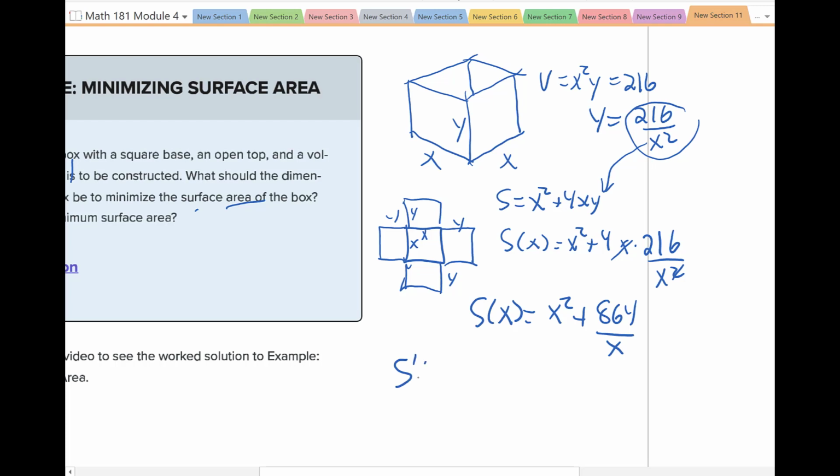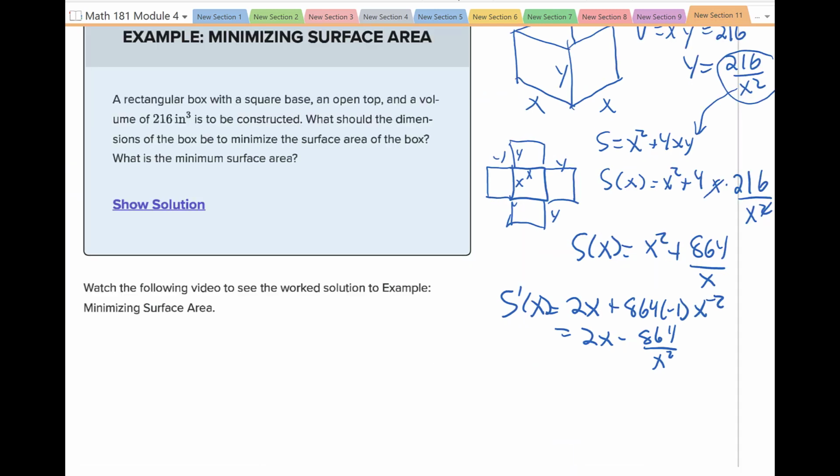So our derivative s prime of x is going to be 2x plus 864 times negative 1 times x to the negative 2. I just brought that up to help me see this. So it's going to be 2x minus 864 over x squared. So we can take that 2x minus 864 over x squared and set it equal to 0.